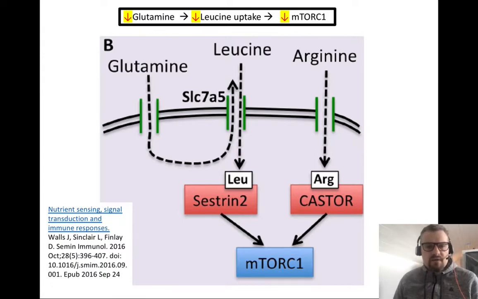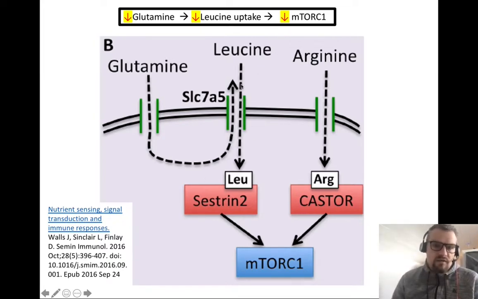It takes up a range of amino acids, including leucine, but it's an antiporter. So for amino acids to be taken in, you must have an amino acid that's exported as well. And the amino acid that has the lowest KD for export is actually glutamine. So glutamine is really important for this to be exported to allow these amino acids in.